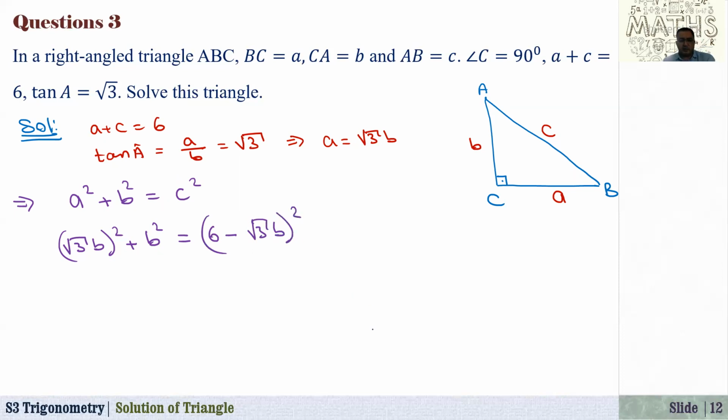Now we have an equation in only B. On the left-hand side, square root of 3 B squared is 3B squared, and one more, so here we have 4B squared. On the right-hand side, 36 minus 2 times 6 is 12 square root of 3 B plus 3B squared. So we have a quadratic equation. Is it a good idea or not?